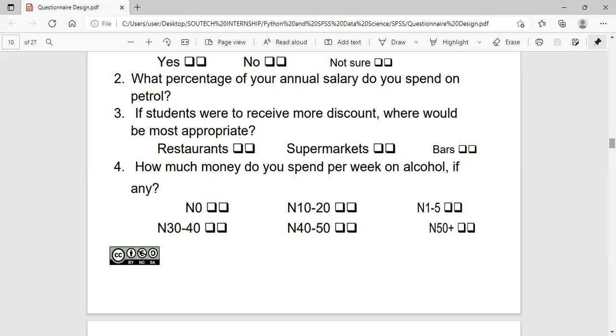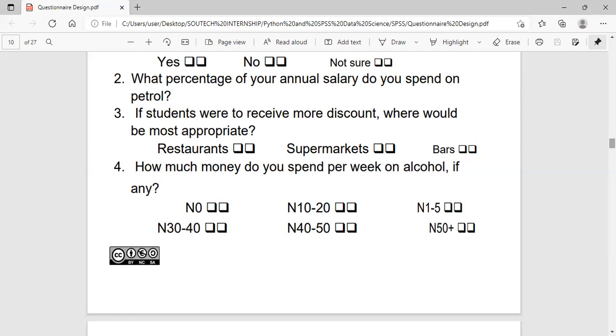So look at the options properly. What do you notice? The first option is 0 naira. The second option is 10 to 20 naira. The third one is 1 to 5 naira. The fourth is 30 to 40 naira. The fifth is 40 to 50 naira. And the sixth is 50 plus naira, that's above 50 naira. So every part was covered because there's a space for greater than 50. Even if you spend 100, 150, 200, that goes into 50 plus.